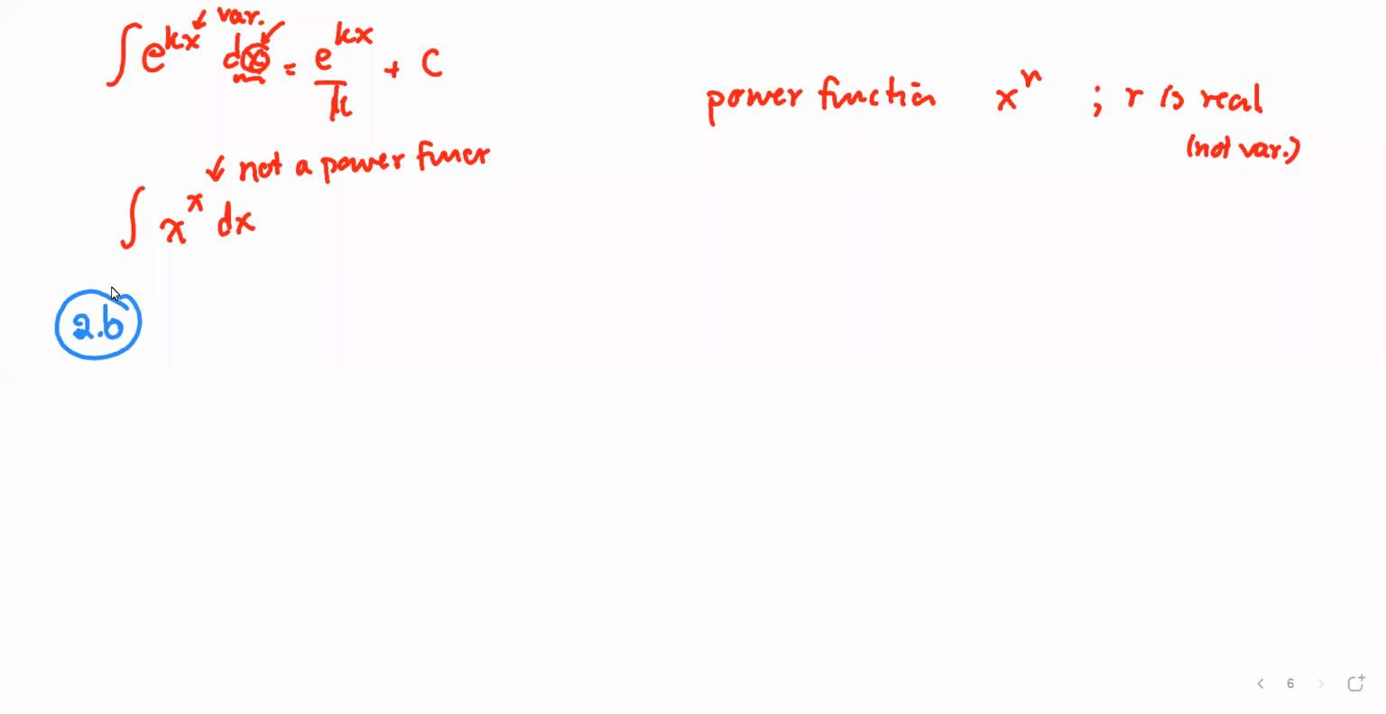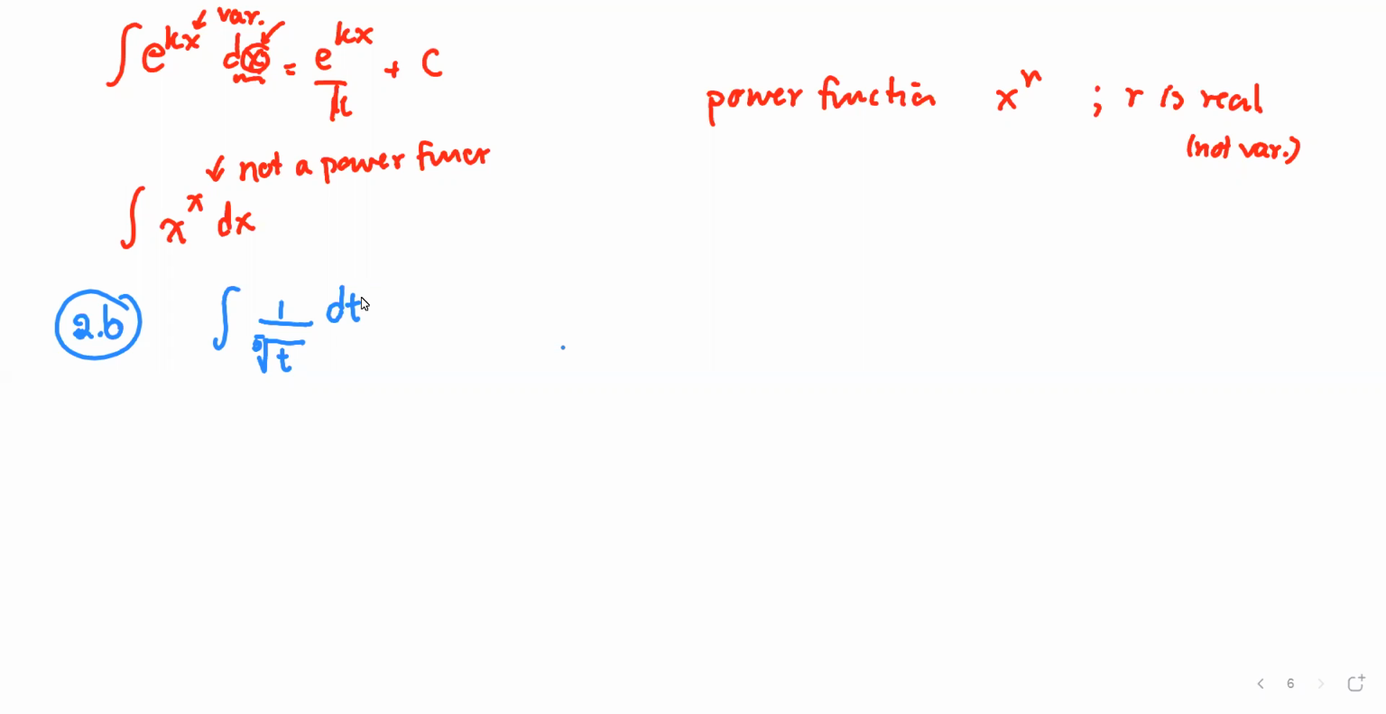Example 2b, we have the integral of 1 over the fifth root of the variable t with respect to t. As you see the rules, we have the constant rule, the constant multiple, the power rule, and the exponential rule. For our case, it's not the exponential, that means the base is not e.